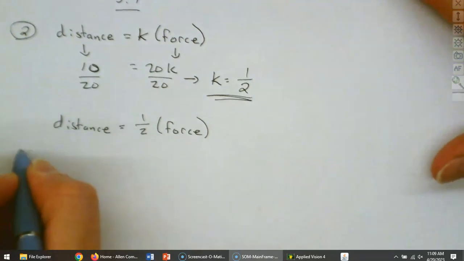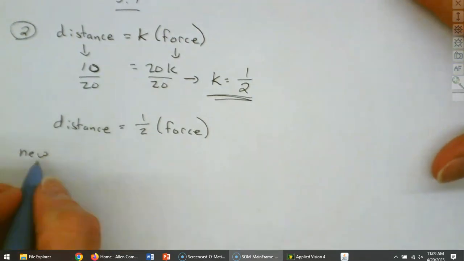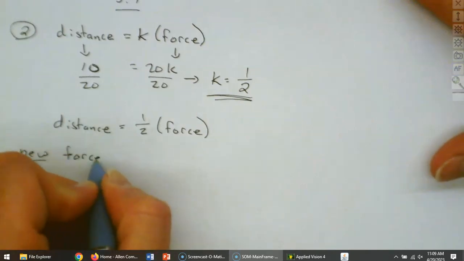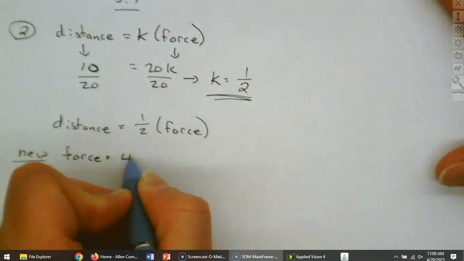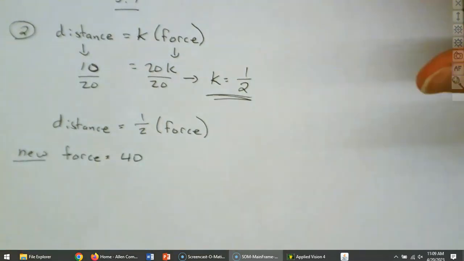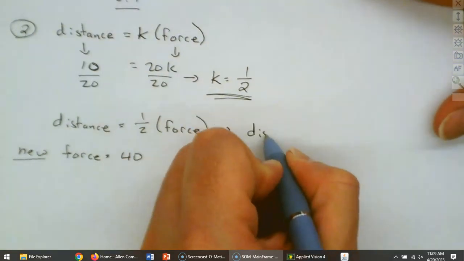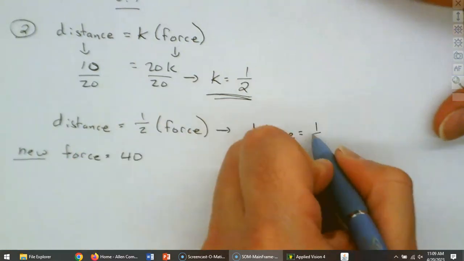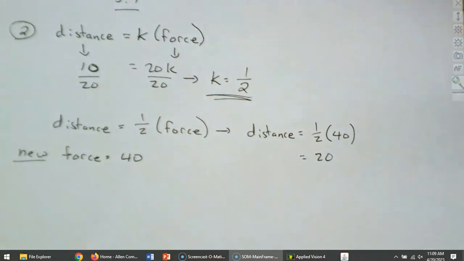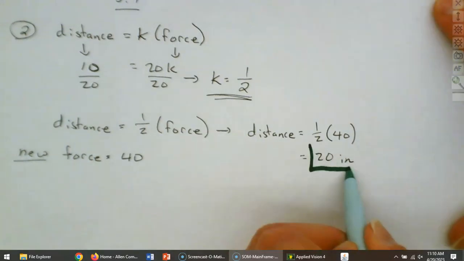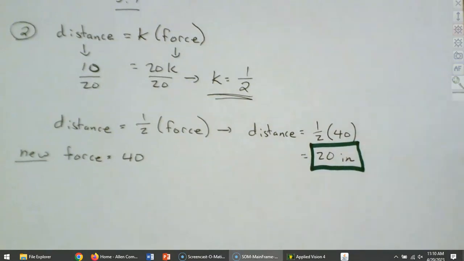And what's our new force? We want to take the same spring, and the new force is how many pounds? We are going to apply 40 pounds of force to the spring. So what's that going to give me for the distance? Well, that gives you then a distance equaling 1/2 times that 40. So that gives you 20. And the distance it's pulled is in terms of inches. So if you apply 40 pounds of weight to the spring, it should stretch down 20 inches. Right? Do we see how that one's set up?